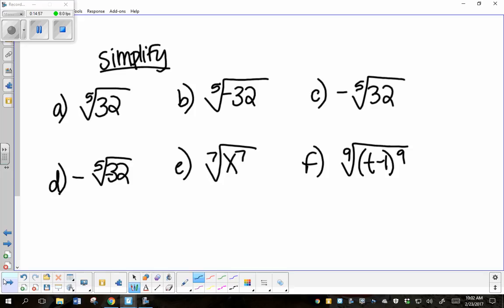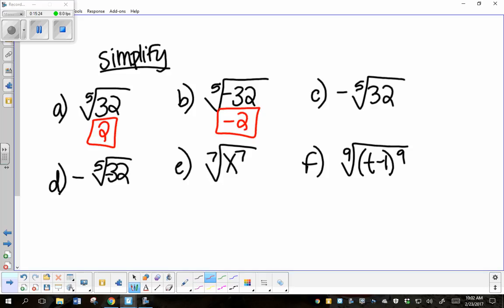Alright, do you guys have time to write these? Alright, raise your hand if you have figured out what times itself 5 times gets you 32. Piper? 2. Good. 2 times 2 is 4, times another 2 is 8, times another 2 is 16, times another 2 is 32. So what times itself 5 times would give you negative 32 then? Negative 2.